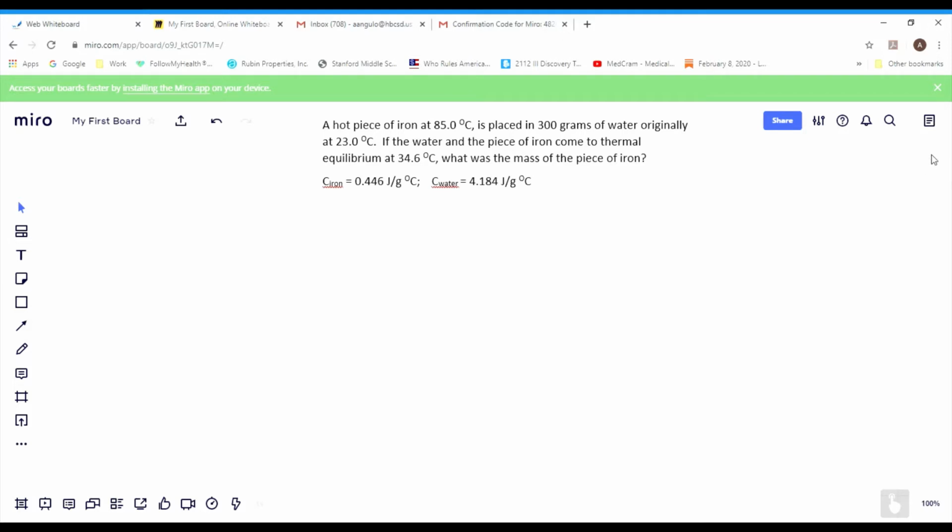Hello, ladies and gentlemen. Welcome to the second sample problem from section 16.2. Second problem using the whole idea of calorimetry here.